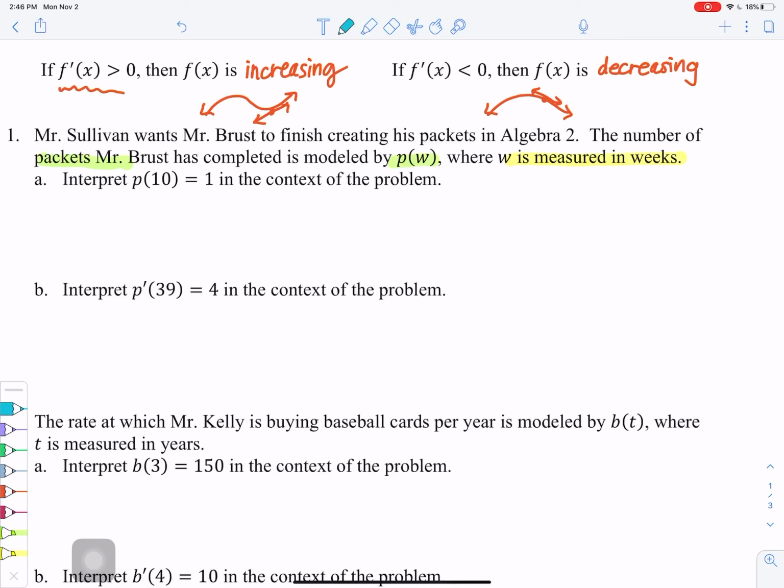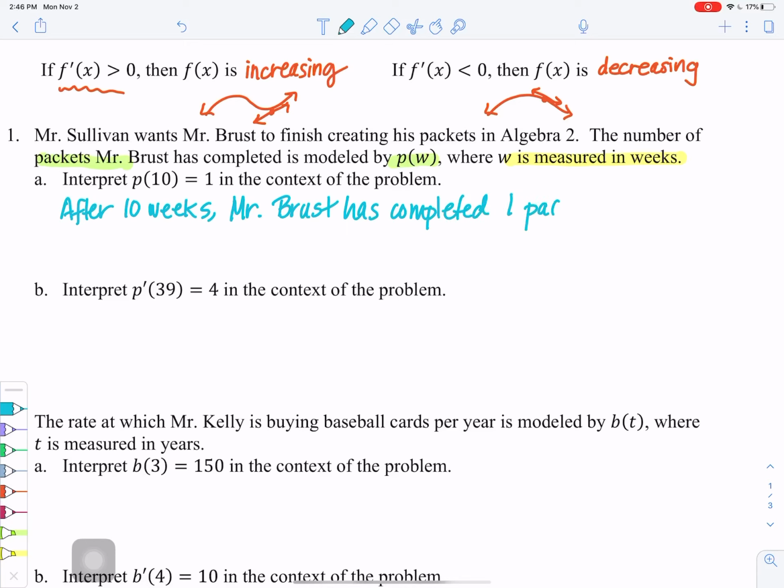Okay, so basically P of 10, we have to take that 10, that's our W. So after 10 weeks, Mr. Brust has completed 1 packet. So that's pretty straightforward.